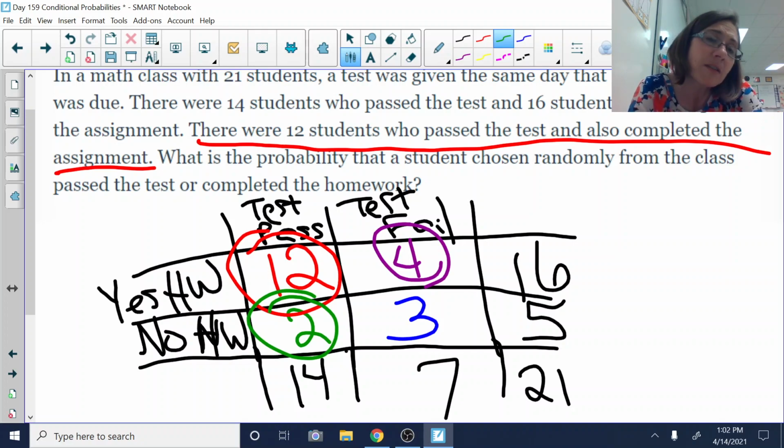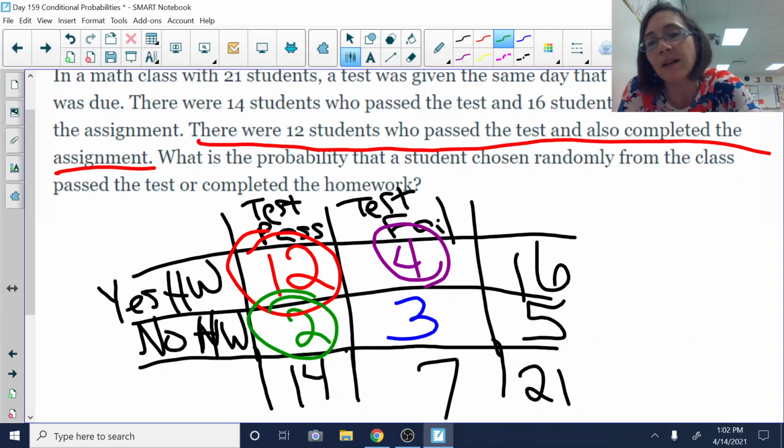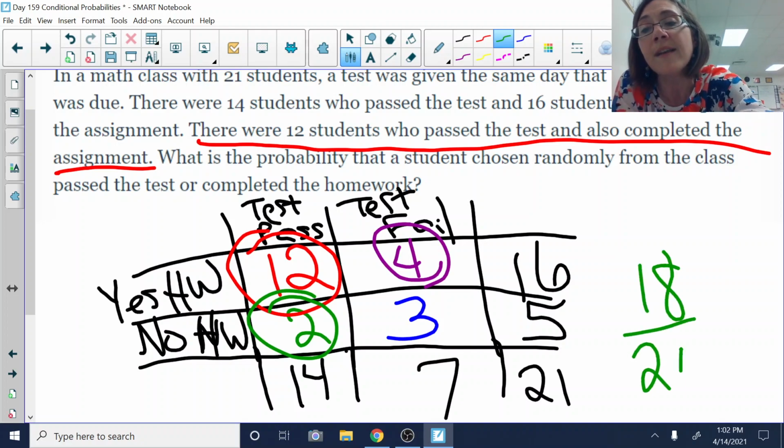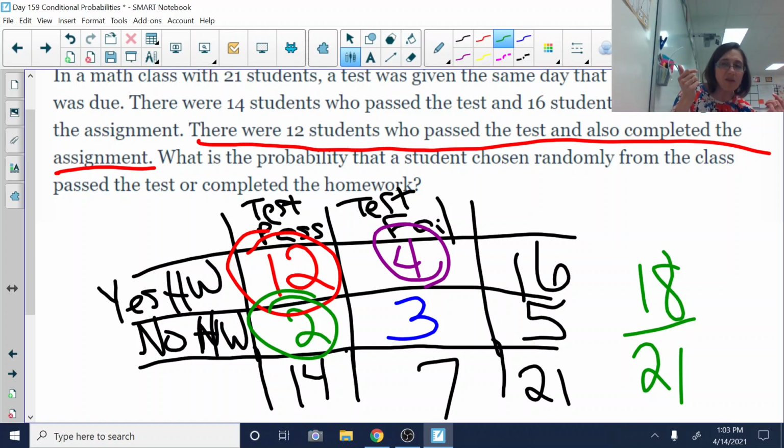So it looks like if I look at my circle numbers, I have 18 out of the 21 circled. So 18 out of 21 reduces by 3, so you could call it 6/7. And if you wanted a percent, you could do it.